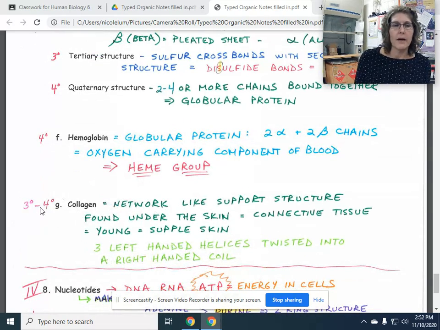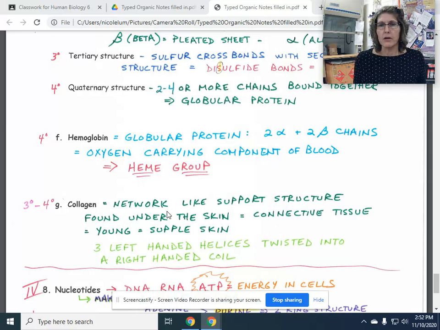Collagen is tertiary to quaternary depending upon where it is. It's that network-like support that I was just talking about. It's found underneath your skin. As you get older, that connective tissue, that protein begins to break down. It's basically what keeps you young looking. Your skin looks supple, looks nice and tight. Kind of hard to stop it. You put all that moisturizer on, try to put excess proteins into your skin to help with that. It's actually, I'm not going to see this on the test, but it's a whole bunch of helicals twisted into a right-handed coil. So it can be super duper complex, just like your hemoglobin.